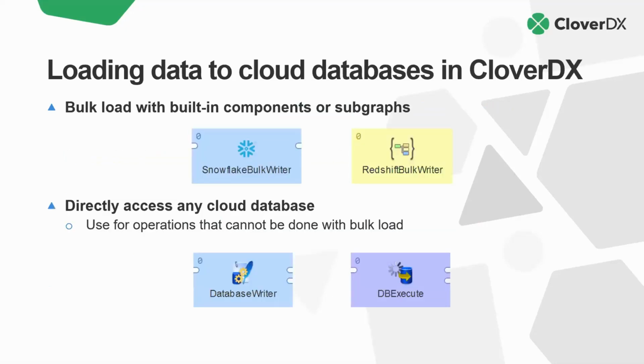And again, a little bit about Clover, how we can do that in here. So to do bulk loads, which is the preferred way of doing these operations, we have a native component for Snowflake, which can deal with Snowflake running anywhere, whether it's in Azure, in AWS or Google Cloud. And we also have what we call a subgraph, which is kind of a custom-made component for Redshift. And both of them implement the fastest strategy for getting your data into the cloud.